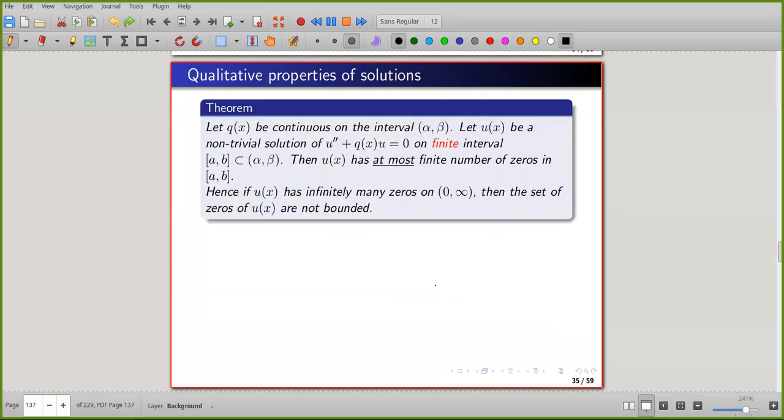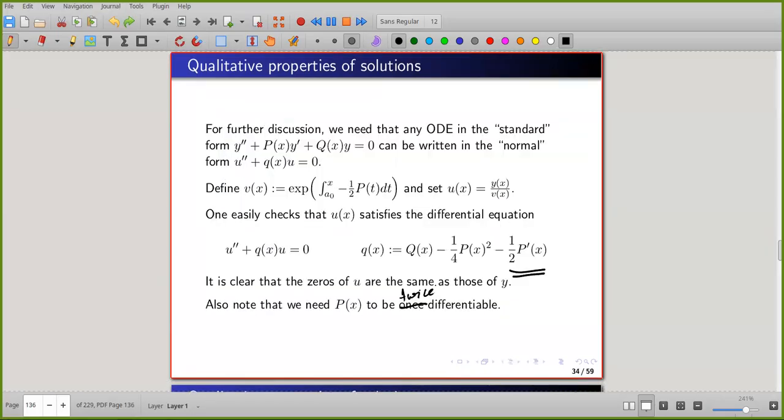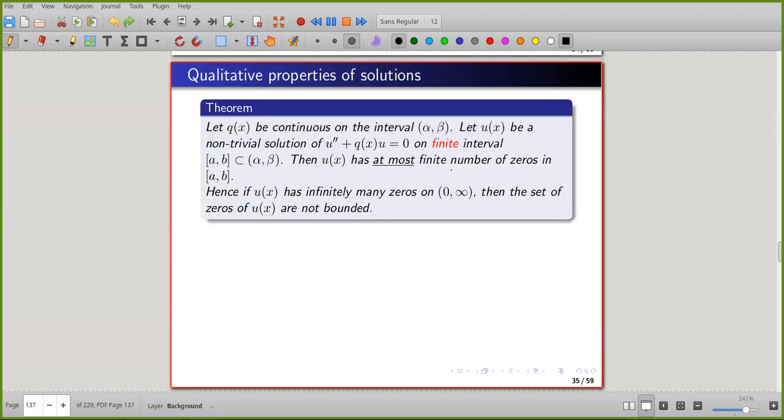So let's see this theorem. Let me just pause at this previous slide for a few seconds. All that we have done is make this substitution, and we observe that as far as studying the zeros of y of x is concerned, we are good. We just have to study the zeros of u of x, because the function v of x never vanishes.